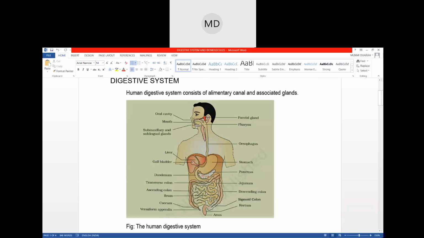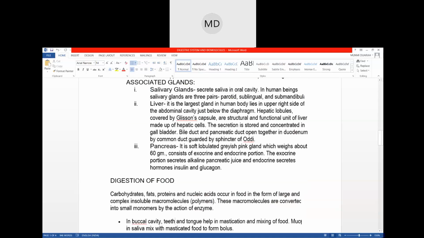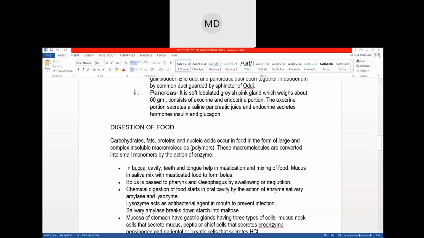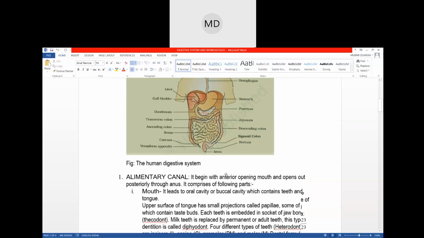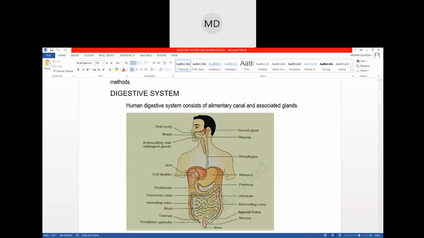When it is mixed with the saliva, it is known as bolus. This term, bolus. So when the food is chewed and mixed with the saliva, it forms a bolus, and that bolus is swallowed down the throat, from the pharynx to the esophagus. Then it travels down the pharynx and the esophagus, and then it reaches the stomach.